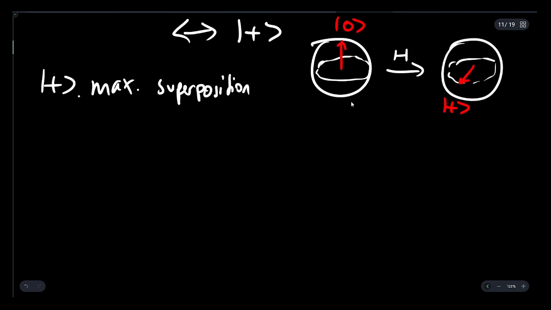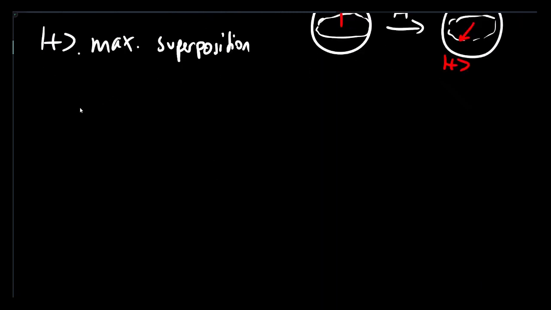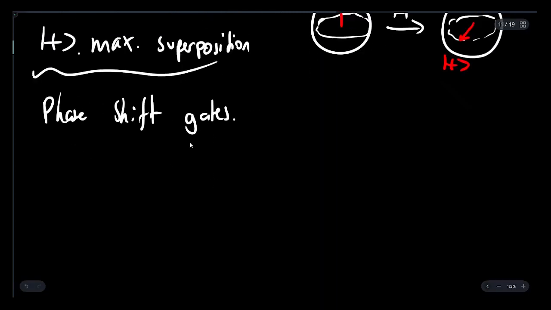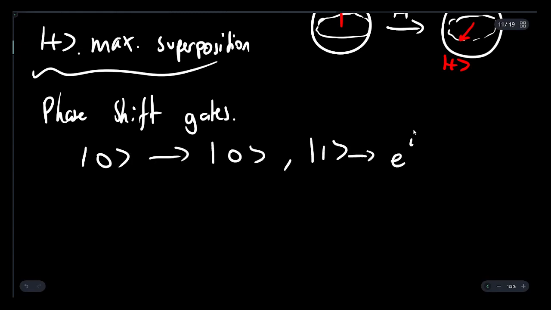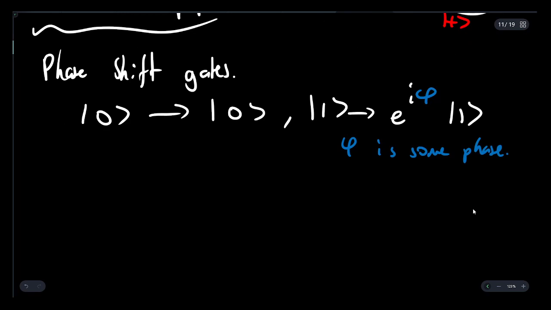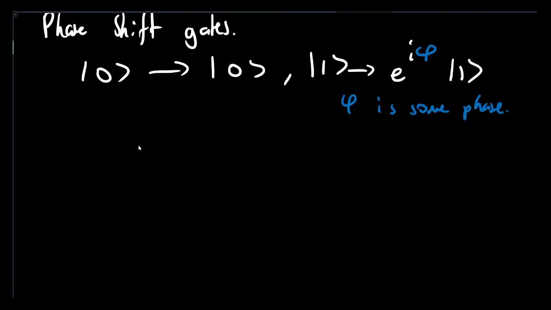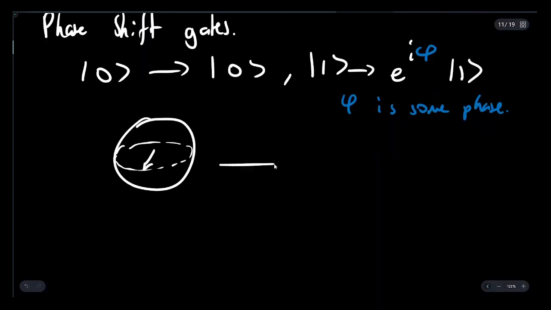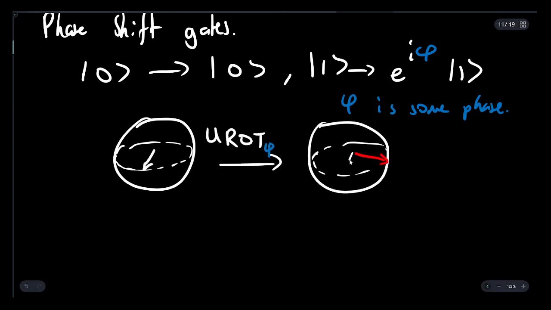Another really important family of gates that we have to consider are the phase shift gates. These have the following action, where phi is some phase. Visually, what we have done is that from an arbitrary starting state on the left, by applying the unitary rotation, or the phase gate, we essentially rotate that vector around the equator, or the z-axis, by some amount of phi.